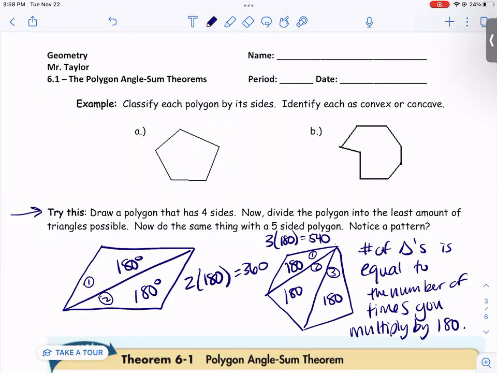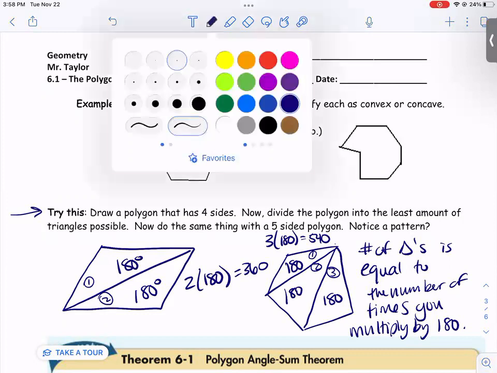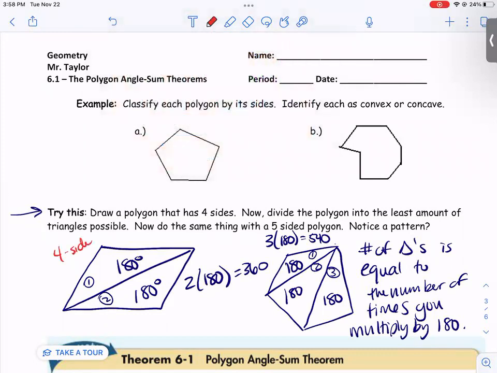Now, thinking of this way of measuring is kind of random at this point in time, but this relates back to the number of sides that the shape has. If this is a 4-sided shape, the 2, the number of triangles, is 2 less than 4. 4 minus 2. The 3 for a 5-sided shape is 5 minus 2. So if you take the number of sides and subtract 2 from it, all you have to do is multiply that number by 180 and you get the total interior angle sum.